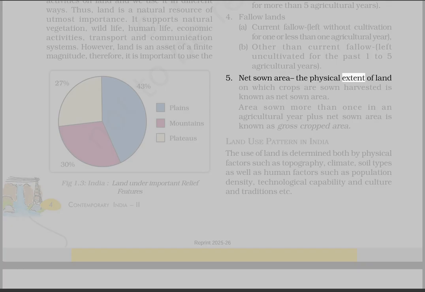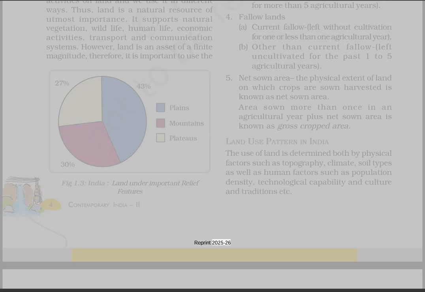5. Net sown area. The physical extent of land on which crops are sown and harvested is known as net sown area. Area sown more than once in an agricultural year plus net sown area is known as gross cropped area. Land use pattern in India. The use of land is determined both by physical factors such as topography, climate, soil types, as well as human factors such as population density, technological capability, and culture and traditions, etc.